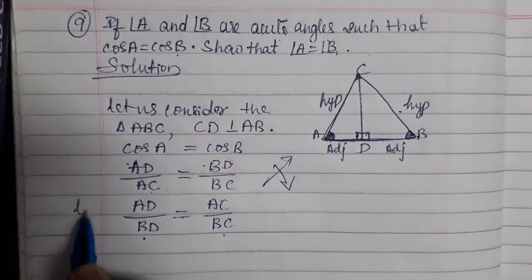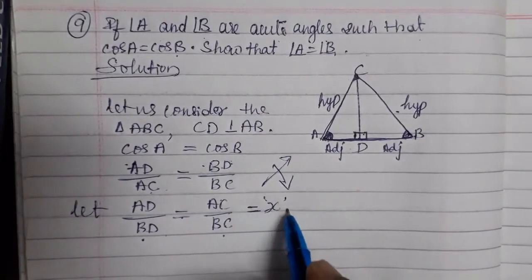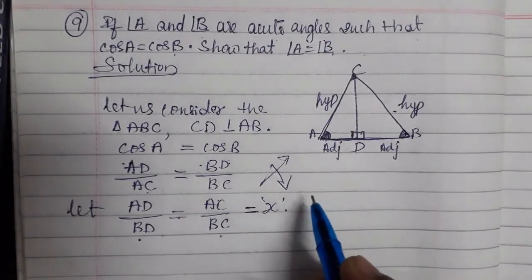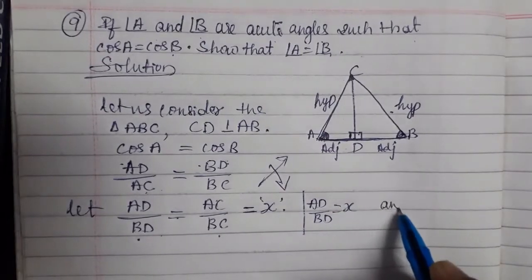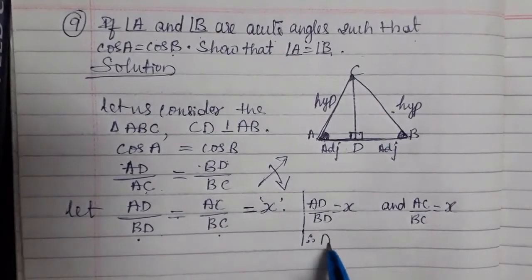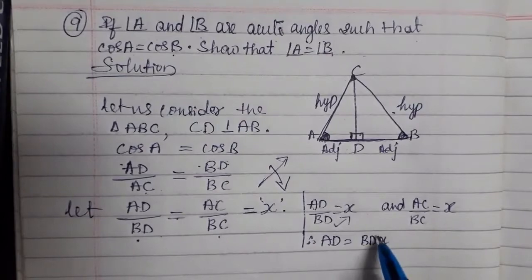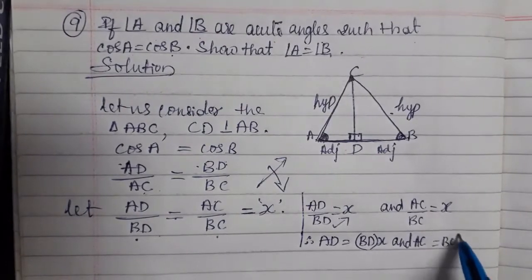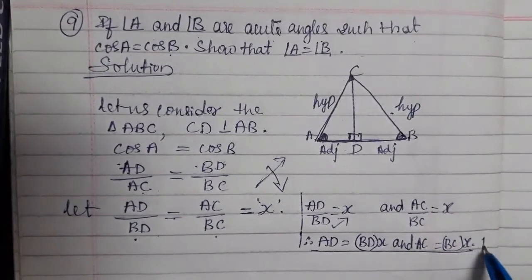Now let AD by BD is equal to AC by BC is equal to some unknown X. So AD by BD is equal to X and AC by BC is equal to X. Therefore, by cross multiplication, AD is BD into X, and AC is nothing but BC into X. We'll use it in the later stage. I'll call this equation 1.